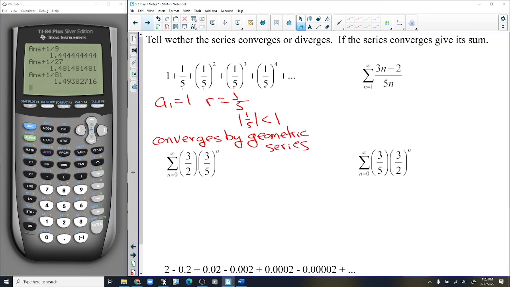And I wrote too big. The sum is 1 over 1 minus 1/5. That's 1 over 4/5, so this converges to 5/4.